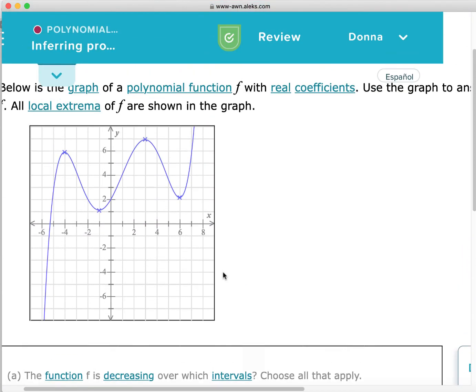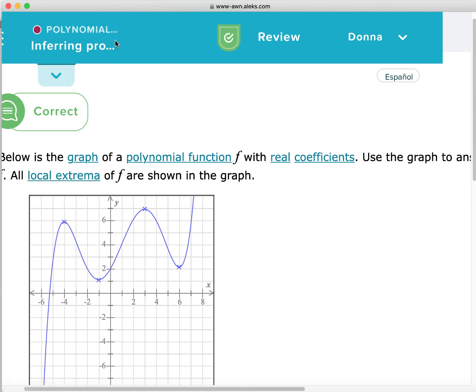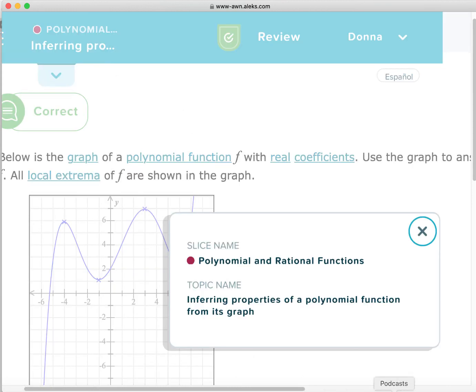So I hope this movie on inferring properties of a polynomial function from its graph was helpful for you.